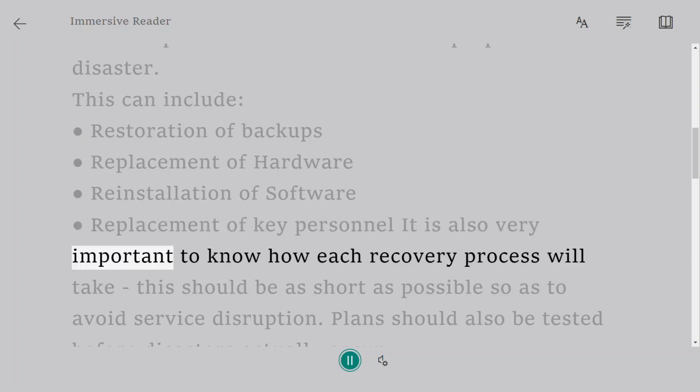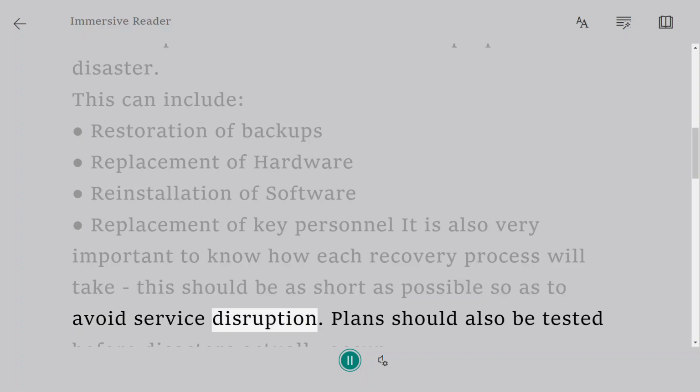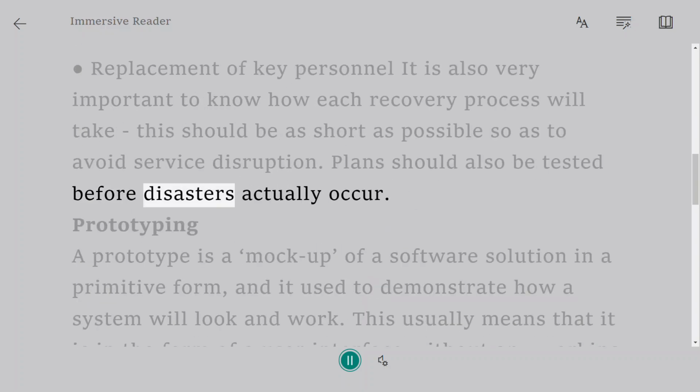It is also very important to know how long each recovery process will take. This should be as short as possible so as to avoid service disruption. Plans should also be tested before disasters actually occur.